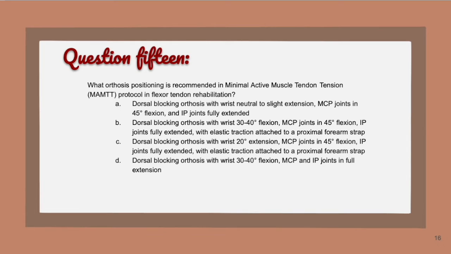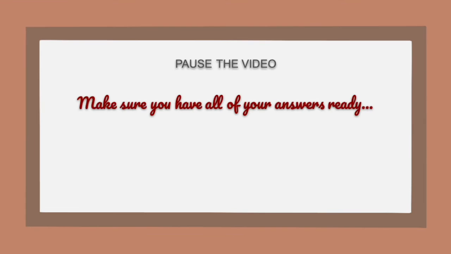C. Dorsal blocking orthosis with wrist 20 degrees extension, MCP joints 45 degrees flexion, IP joints fully extended with elastic traction attached to a proximal forearm strap. D. Dorsal blocking orthosis with wrist 30 to 40 degrees flexion, MCP joints and IP joints in full extension.